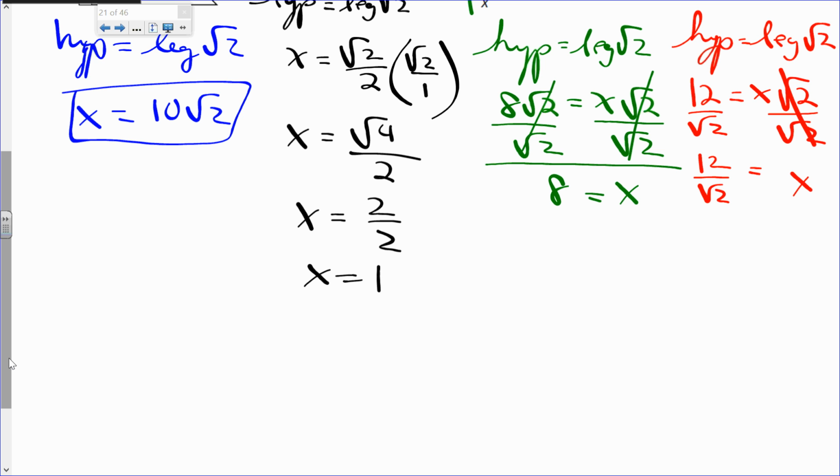We're technically done, but there's a big but now. You cannot have an irrational number as your denominator. That's mathematical bad manners. Even though we're done technically, that's 12 divided by rad 2. That's the solution. X equals 12 over rad 2. It's bad manners to leave the denominator as an irrational number.